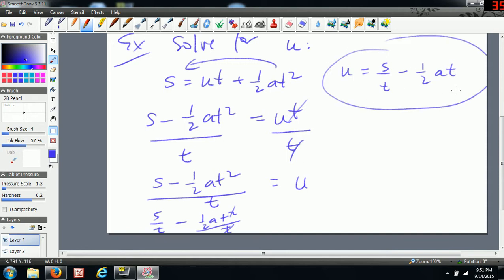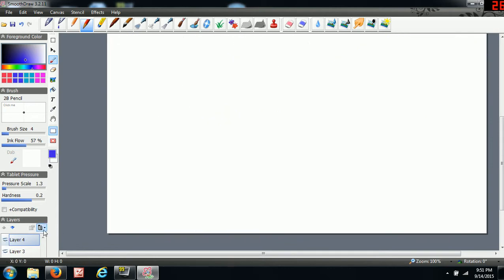You can simplify that a little bit further if you want by getting common denominators, or you could just leave it in this form. That would be fine. So, you could go further, or you could just leave it. You did solve the equation. Basically, what you want to do is solve for u, which is to get u by itself. So that means it's solved. So let's try some other examples.